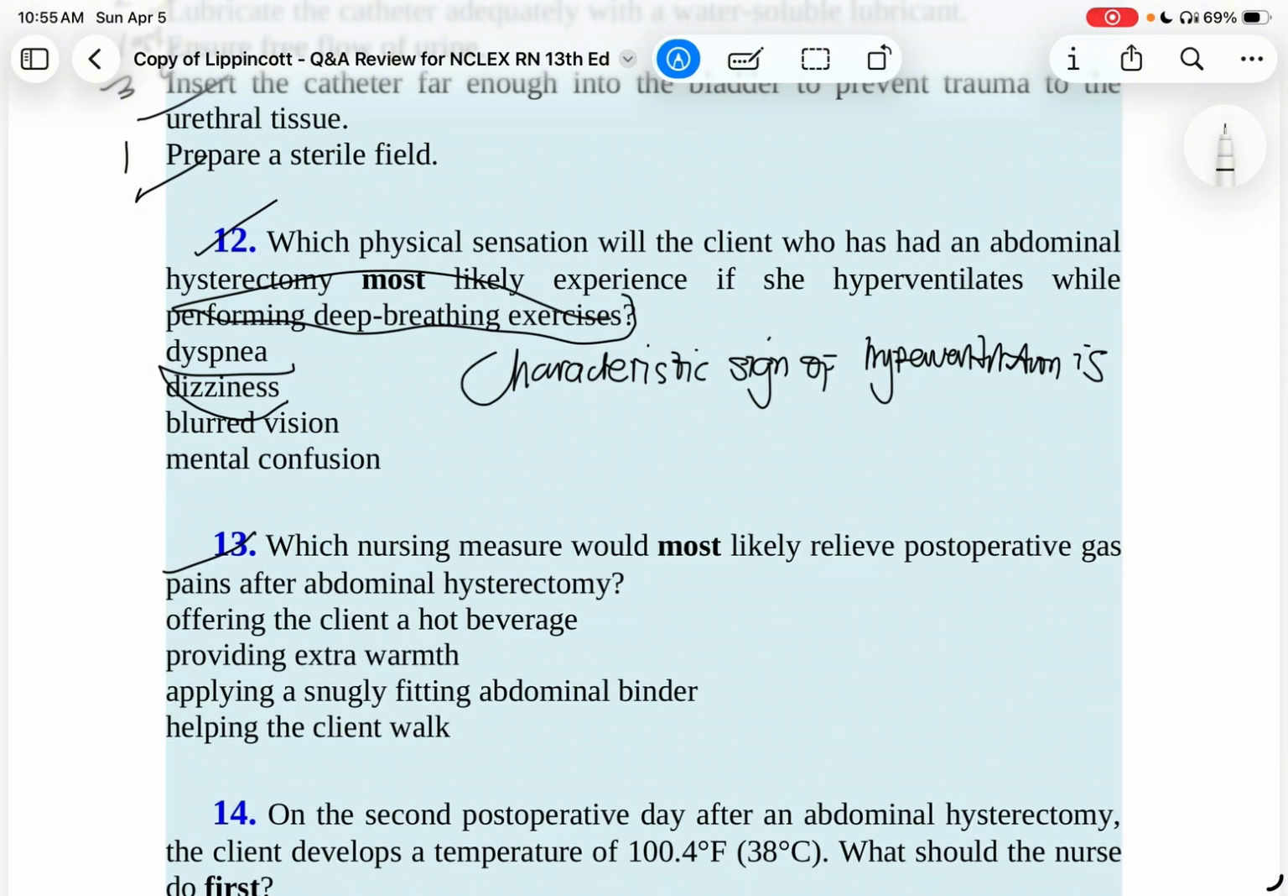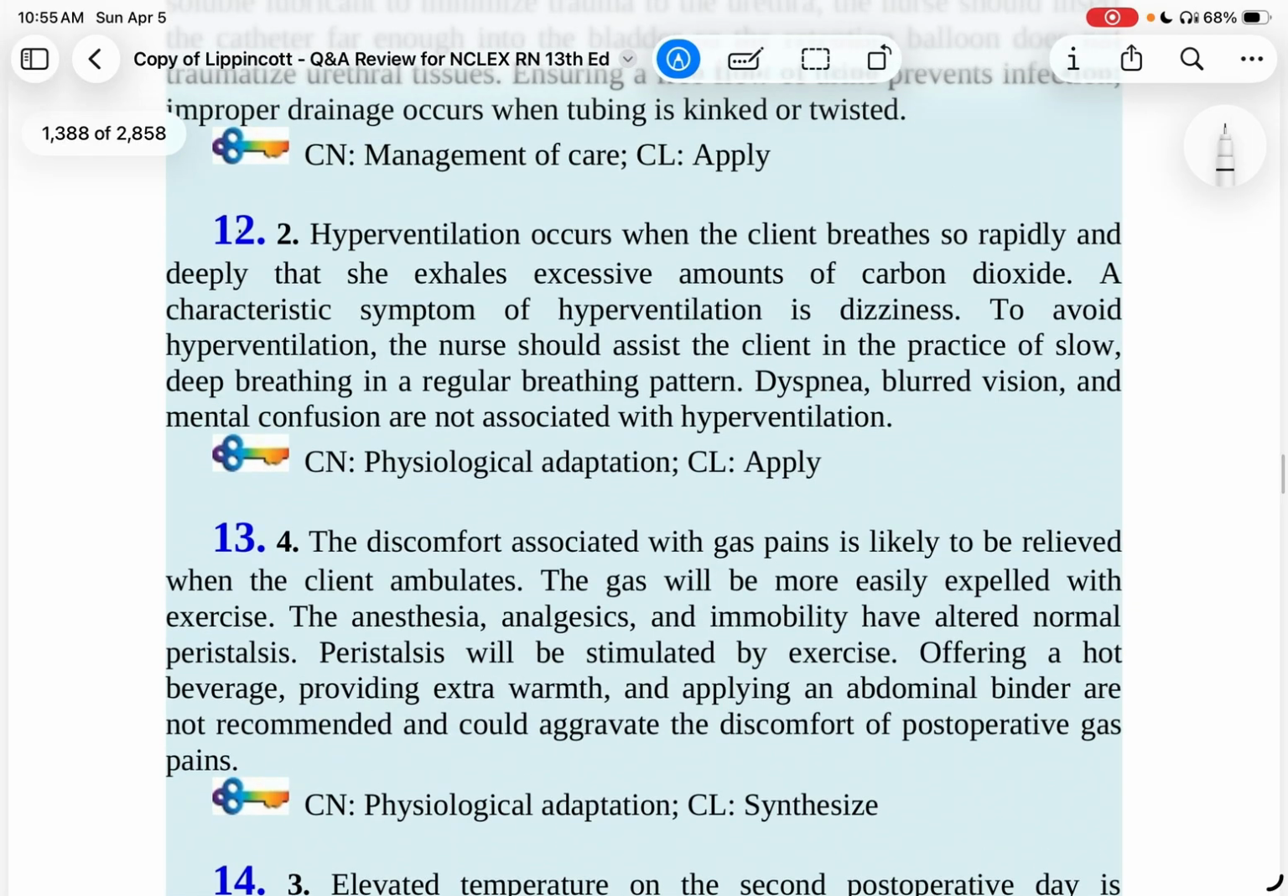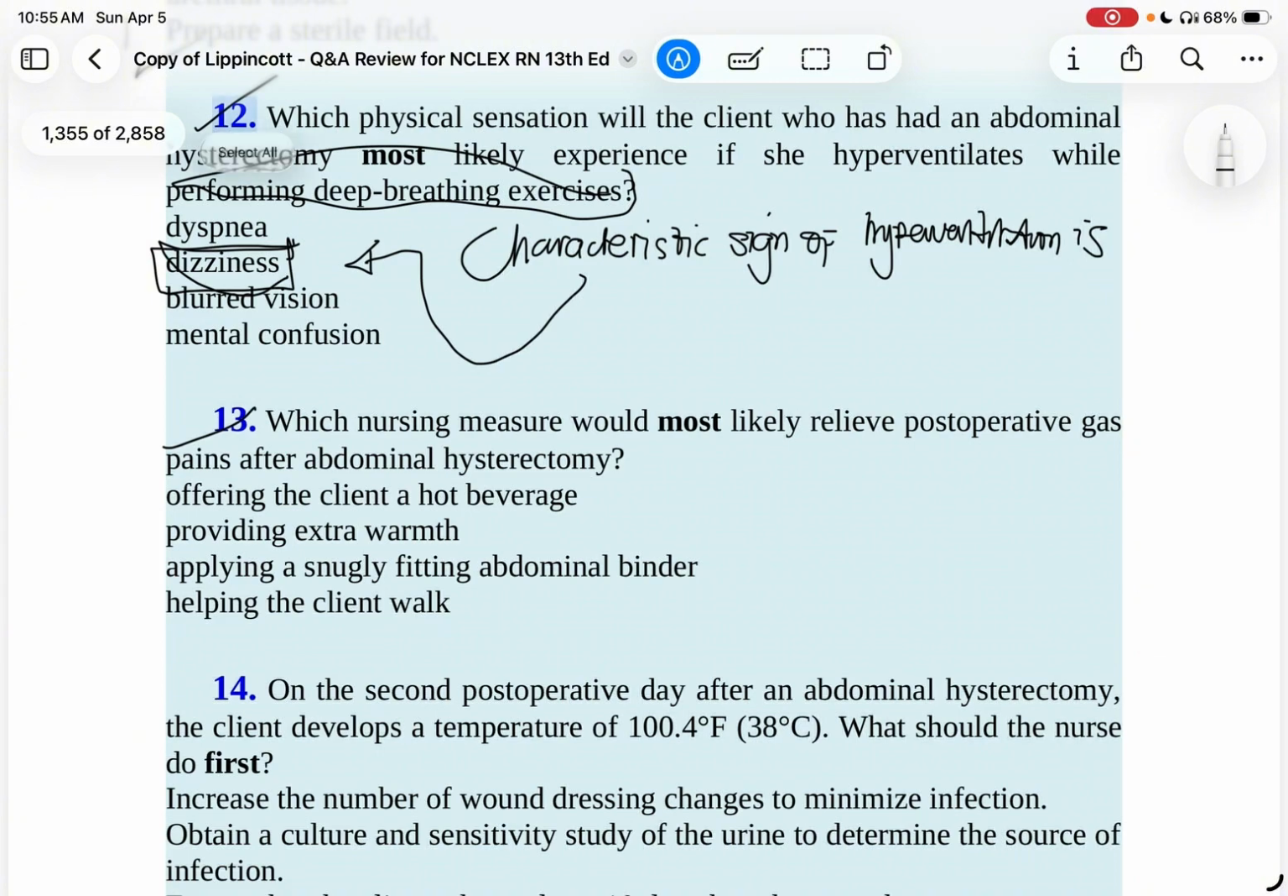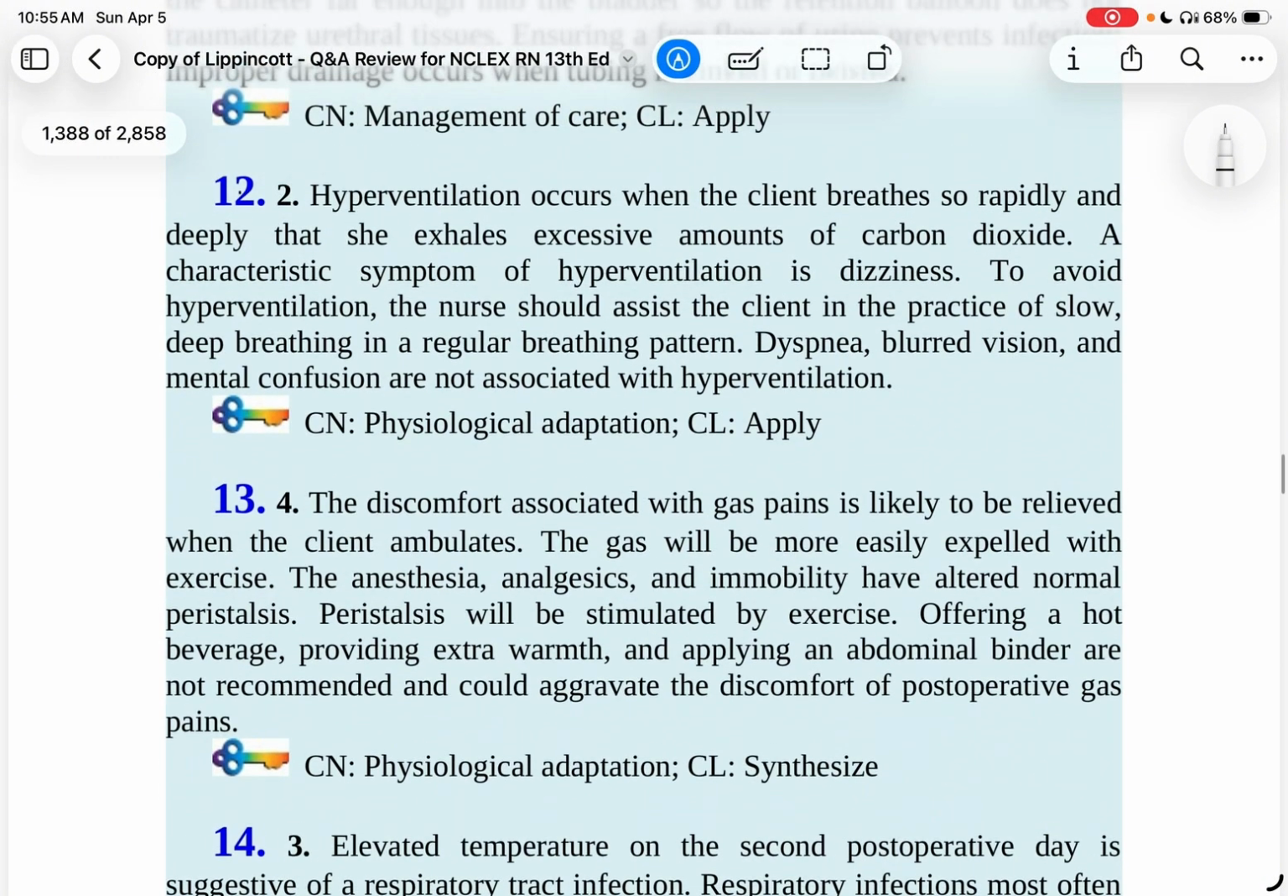The physical sensation the client who has had an abdominal hysterectomy will likely feel is dizziness, because this is a characteristic sign of hyperventilation, breathing so rapidly and deeply that she exhales excessive amounts of carbon dioxide. To avoid hyperventilation, the nurse should assist the client to breathe slowly.